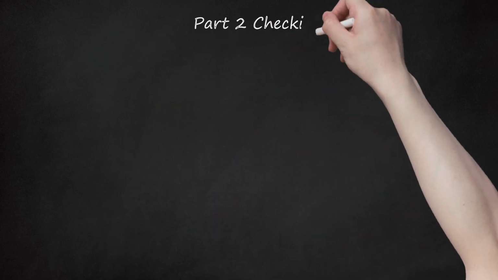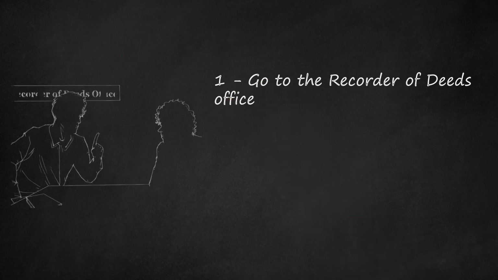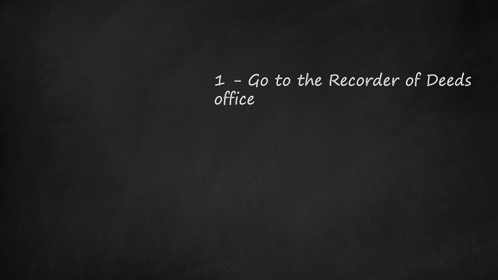Part 2. Checking a chain of title. 1. Go to the Recorder of Deeds office. You can begin your title search by going to the office for the county where the land is located. You should call your town office if you are unsure where the deeds office is located.